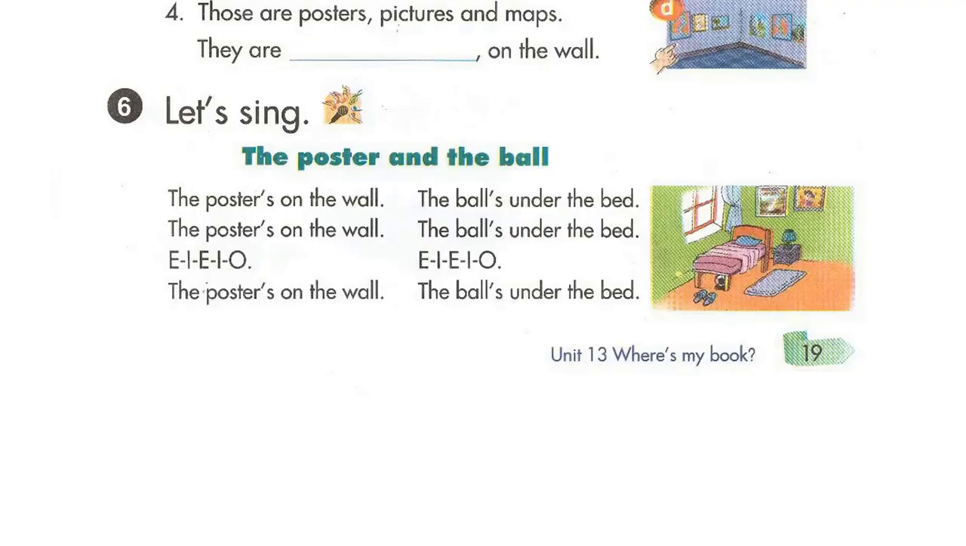Page 19. Lesson 1. Activity 6. Let's sing. The poster and the ball. The poster's on the wall. E-I-E-I-E-O. The poster's on the wall. The ball's under the bed. E-I-E-I-E-O. The ball's under the bed.